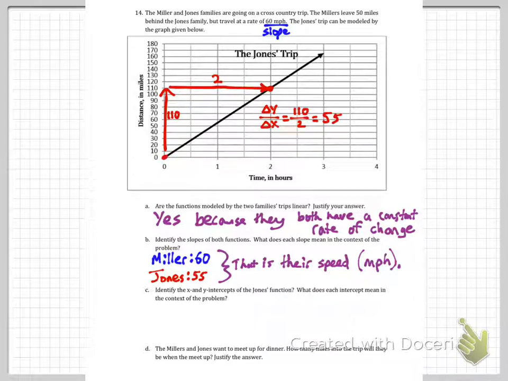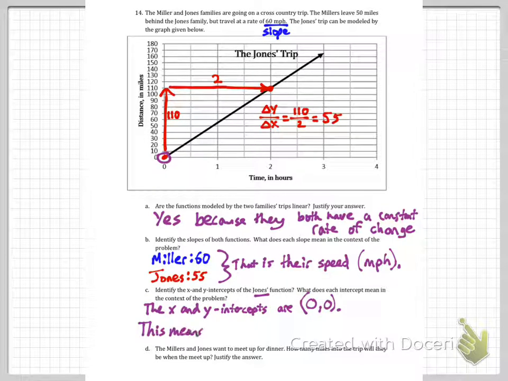Identify the x and y intercepts of the Jones function. What does each intercept mean in the context of the problem? Well, just the Jones, we see right there is (0, 0). So the x and y intercepts are (0, 0) for the Jones family. This means that they started, that's x equals 0, at distance equals 0. Started at the starting point, y equals 0.